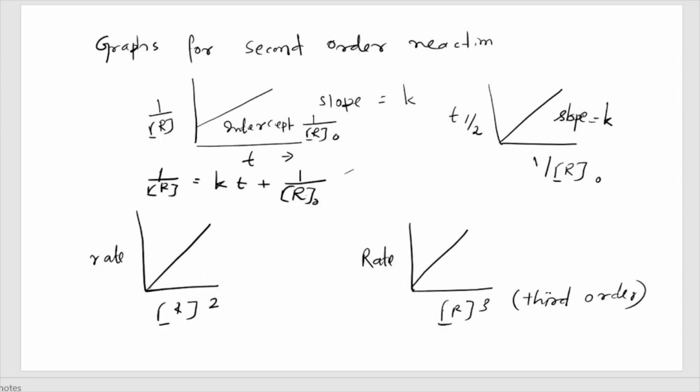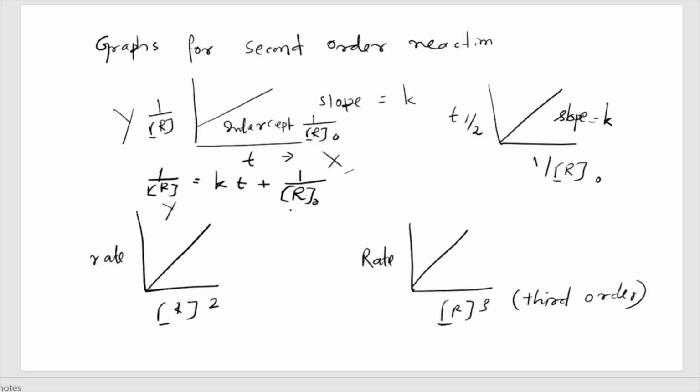Graphs for second order equation: here you can find 1 by r on the y-axis, and this is the x-axis, and the intercept is 1 by r0. That means what is the equation? This is the y.